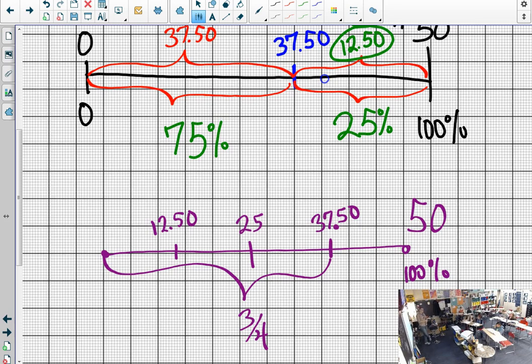So some places will throw fractions on their signs, but normally they only do it for halves. So, oh, half off everything. That's 50%. Well, 75% we can convert easily to 3/4.